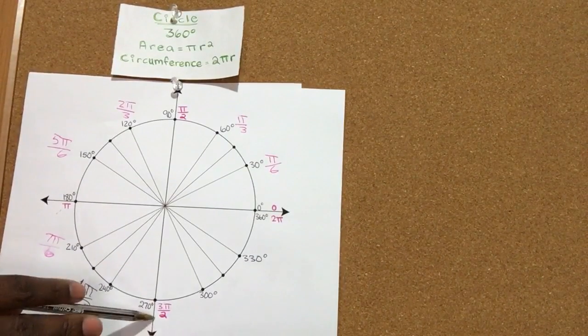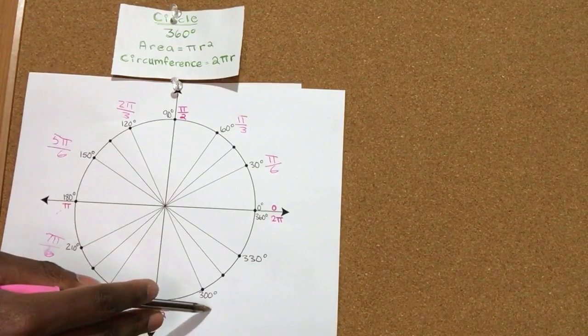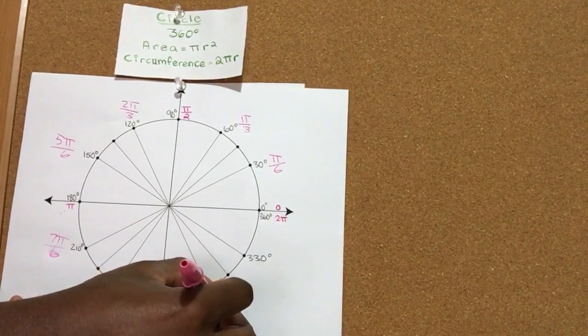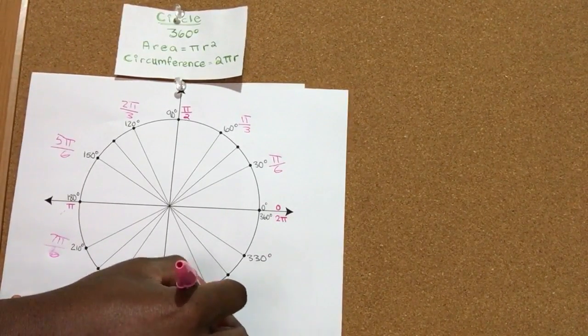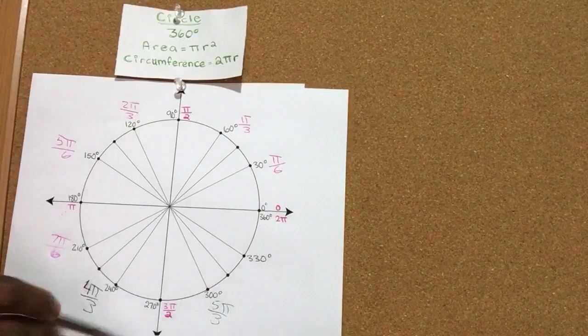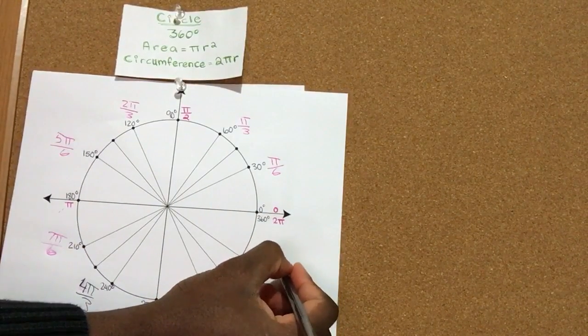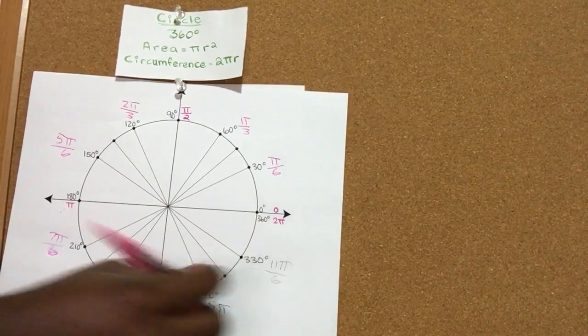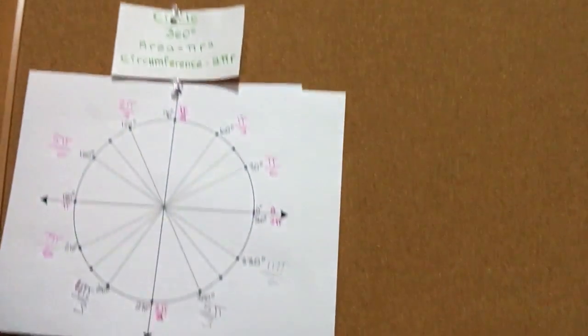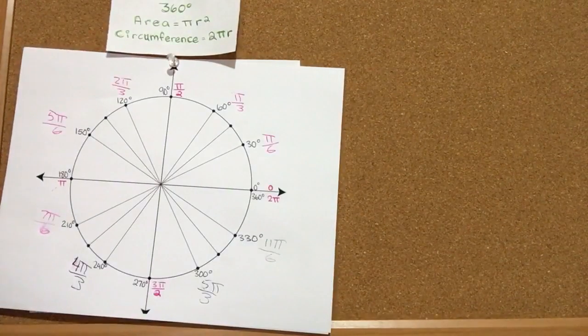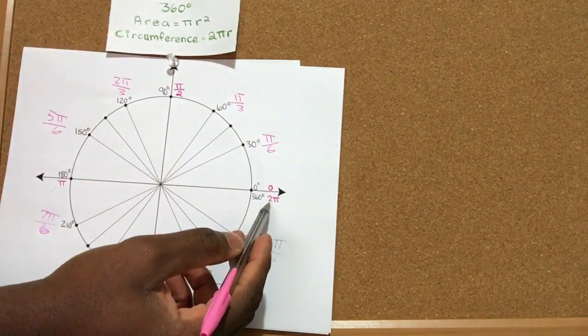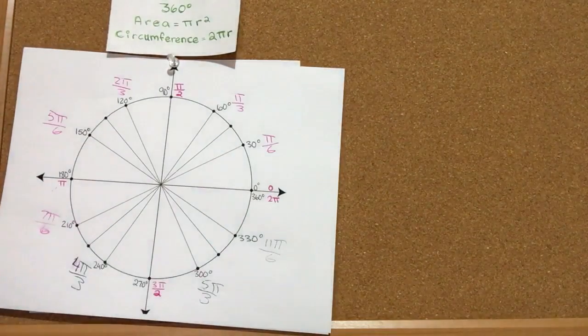After that, we have 9 pi over 6. After that, we have 10 pi over 6, which simplifies to 5 pi over 3. After that, we have 11 pi over 6. And last but not least, we have 12 pi over 6, which simplifies to 2 pi.